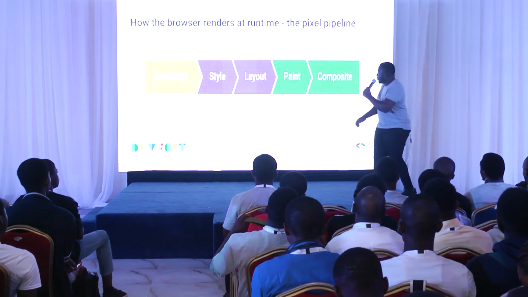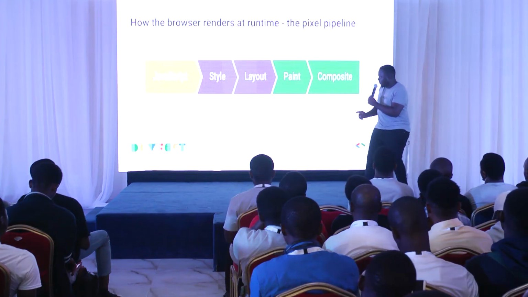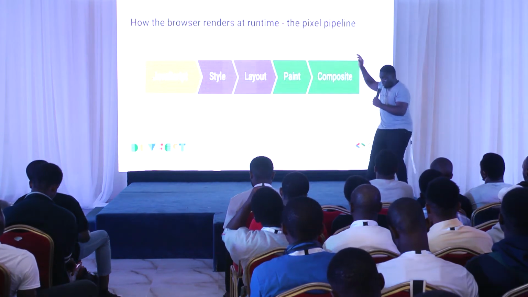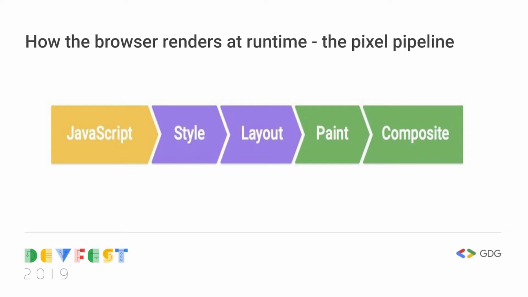So what does the browser actually do to change what the user is seeing as the user is using the application? It brings us to what we call the pixel pipeline. So when you write your JavaScript application, it is going to trigger styles. For example, let's say a user is using your website and they are scrolling, and then you write your JavaScript to automatically change or transform the div to slide in as the user is scrolling, right? So what you've done is that you've used JavaScript to change the style of the application.